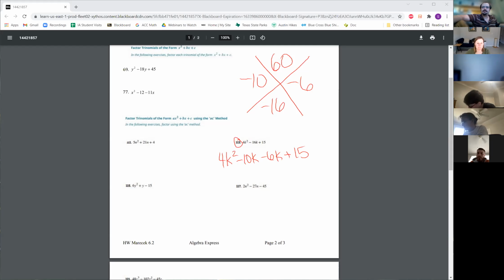First pair. 2k. You'll be left with 2k, and that would be 5. Okay, what can we factor from the second pair? Minus 3. So that gives us, again, 2k minus 5. They have to match. If they don't match, you did something wrong. 2k minus 3 with 2k minus 5.